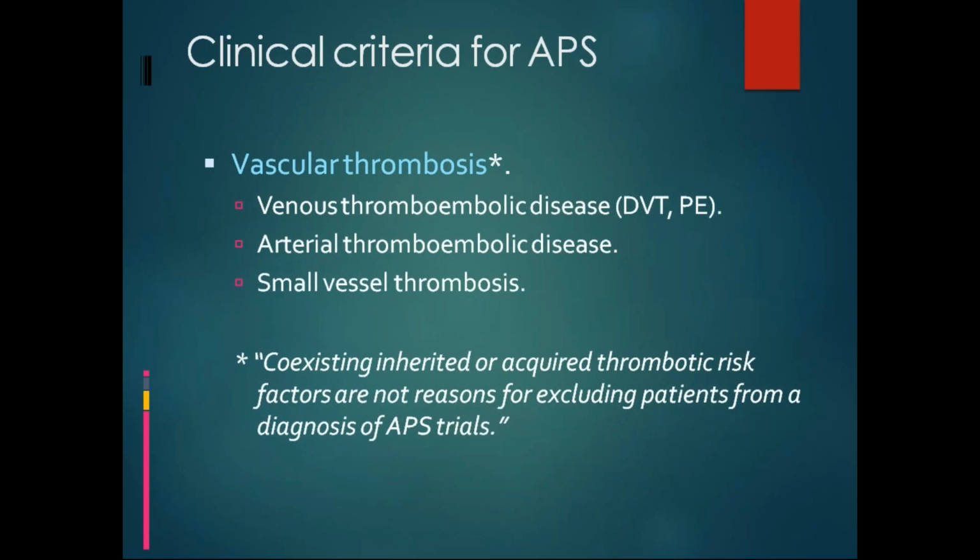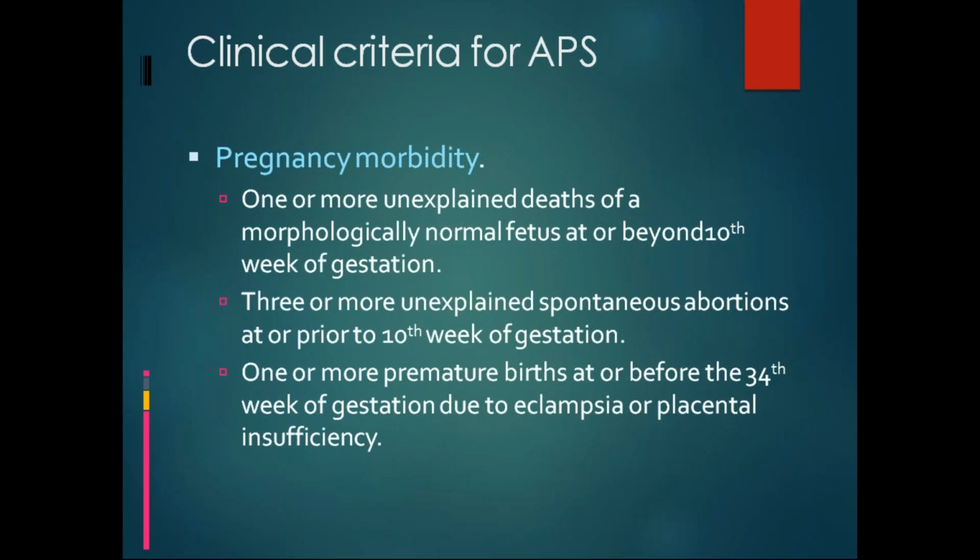What is the clinical criteria for APS? It is very important. You must learn it by heart. You have to remember it basically. Venous thromboembolic disease, arterial thromboembolic disease, and small vessel thrombosis. This is vascular thrombosis, as I already said: venous, arterial, and small vessel. Pregnancy morbidity: if you suspect any of these things in a pregnant female, you must suspect antiphospholipid antibody syndrome.